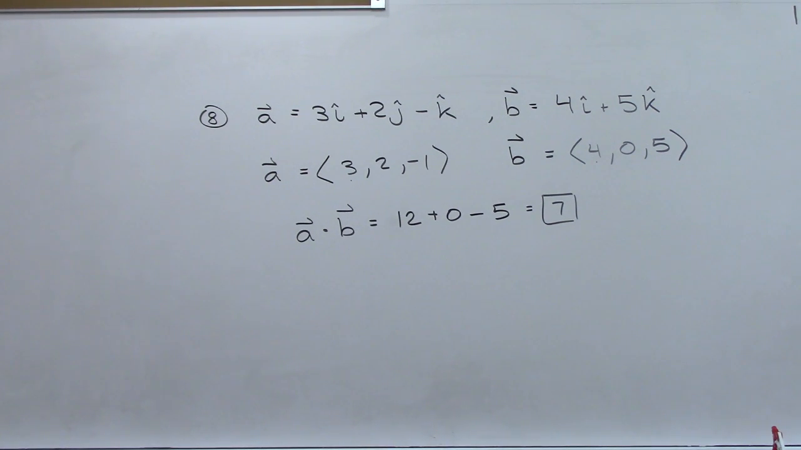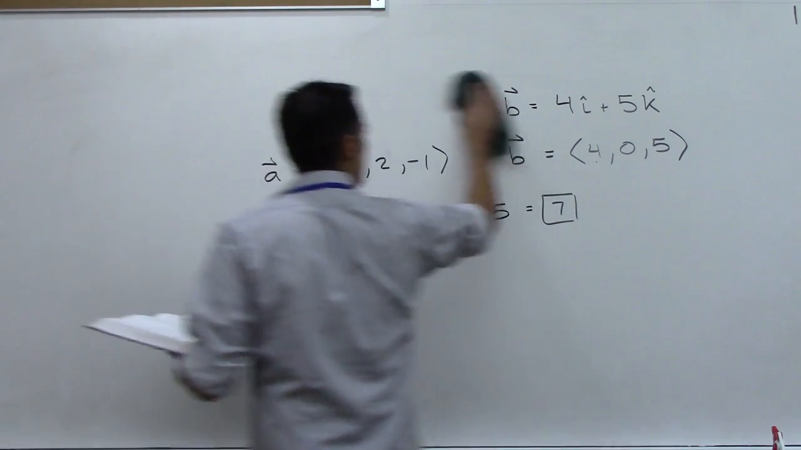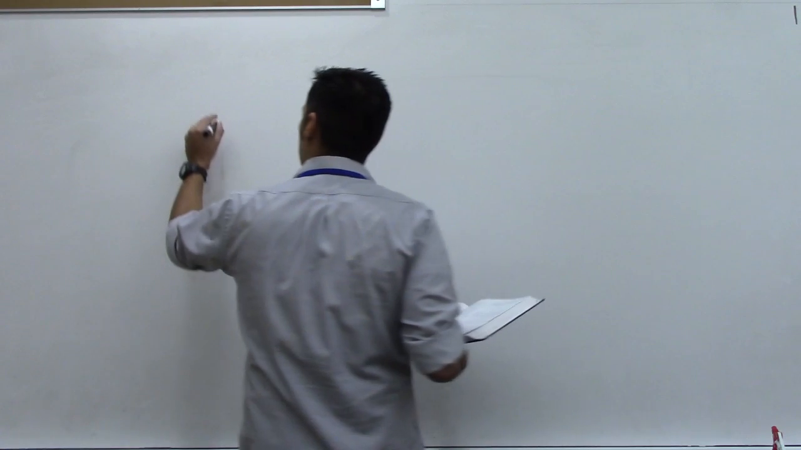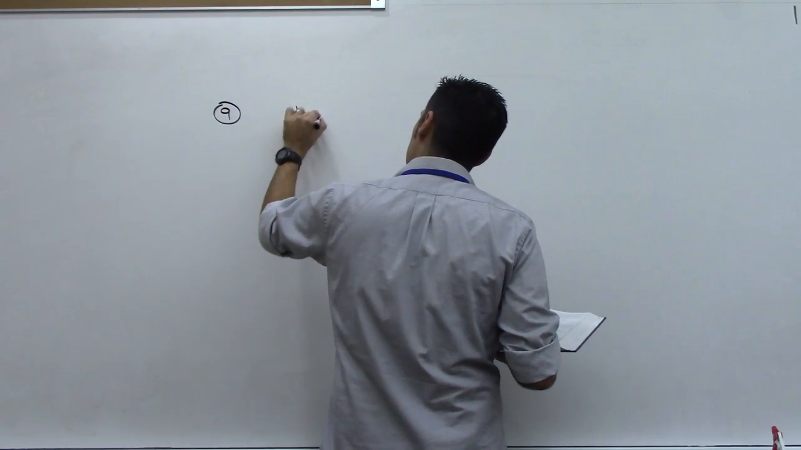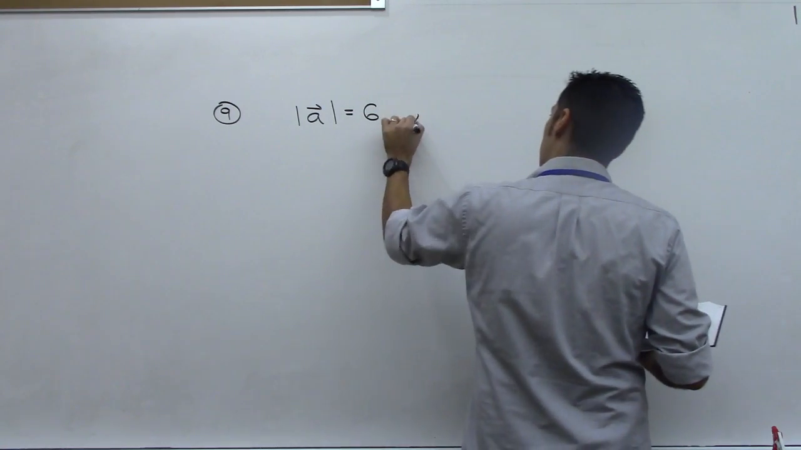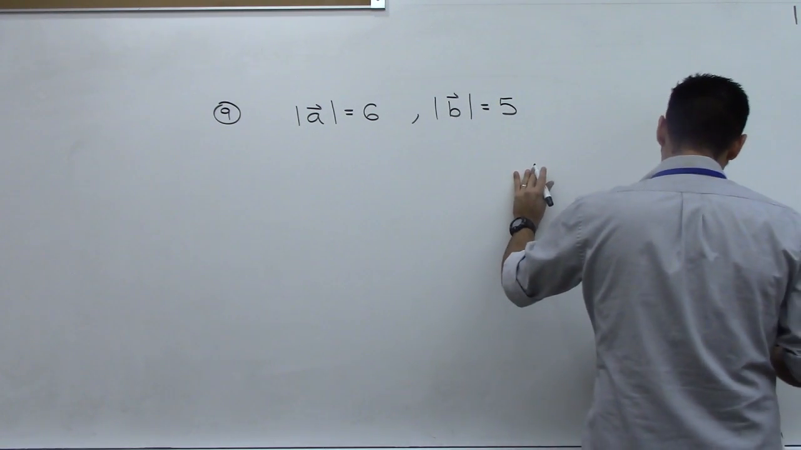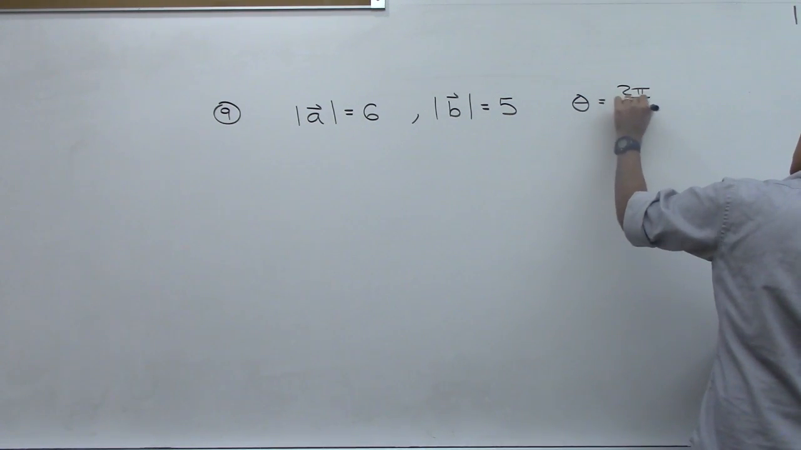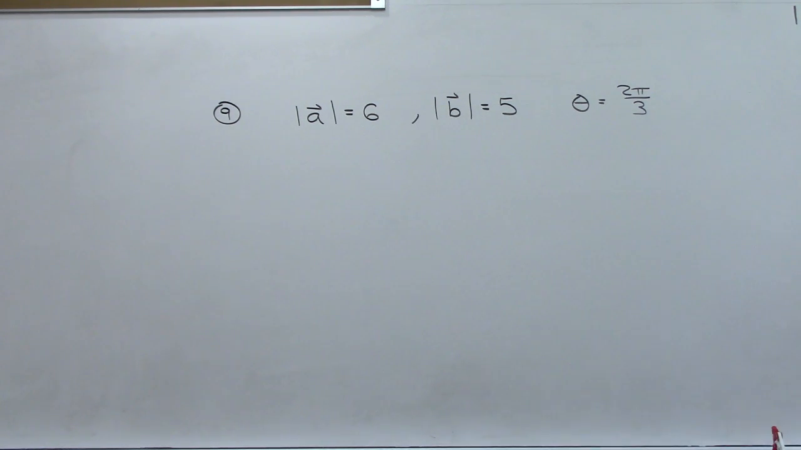All right, moving along. Let's look at number 9. So number 9, we're told that the magnitude of the vector A is 6. We're given that the magnitude of the vector B is 5. And we're given that the angle between these, I'm going to call it theta, is 2 pi over 3. And we're asked to find the dot product.